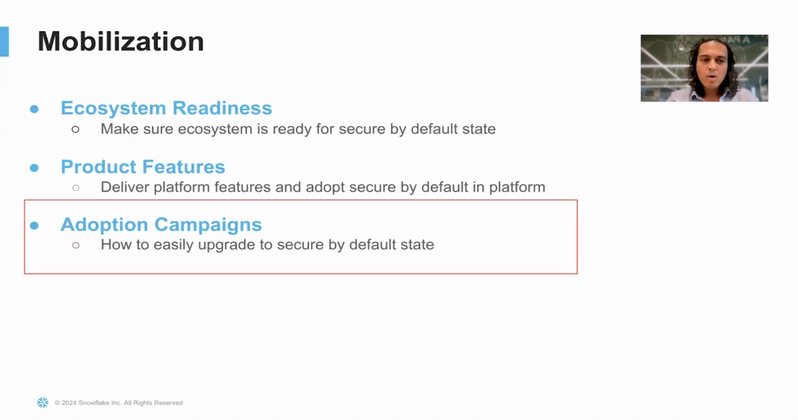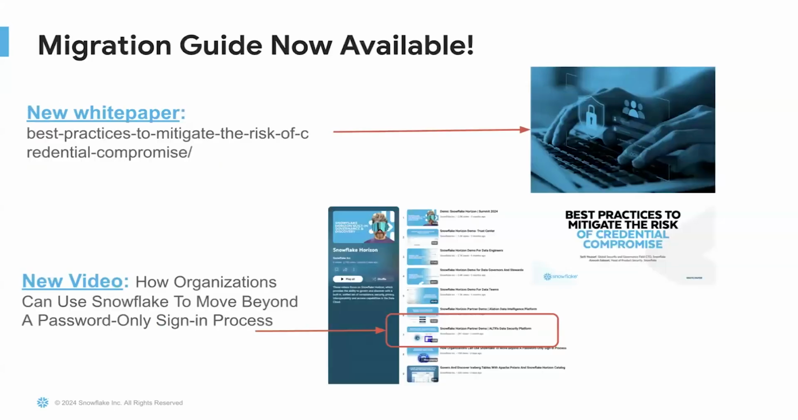So we talked about a set of product features that we think are going to help with account security posture management. The last part of our strategy is making sure that our customers can adopt this in a seamless way and can migrate to strong authentication. To do so, we have been working with a select set of our customers to help them migrate to this posture. And our learnings are now summarized in two sets of content.